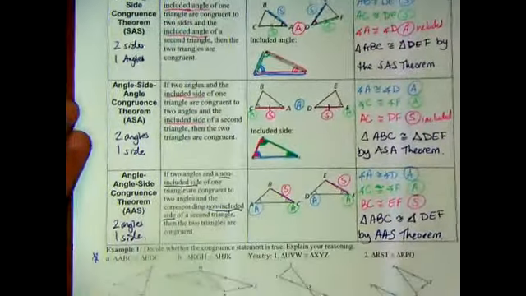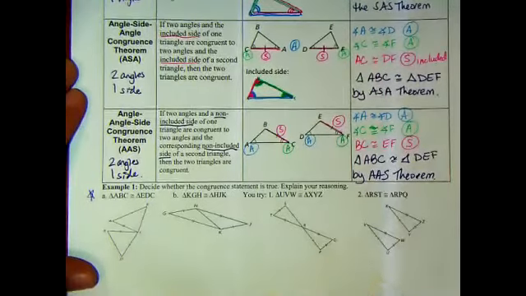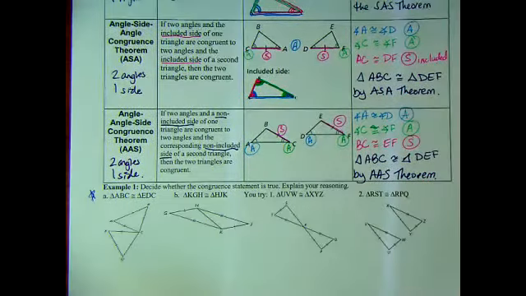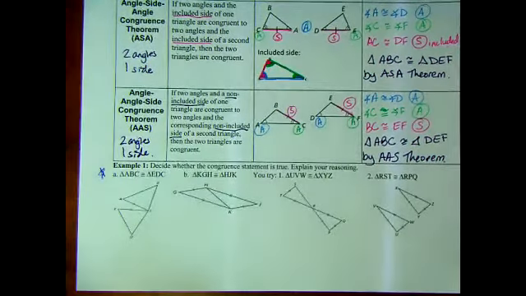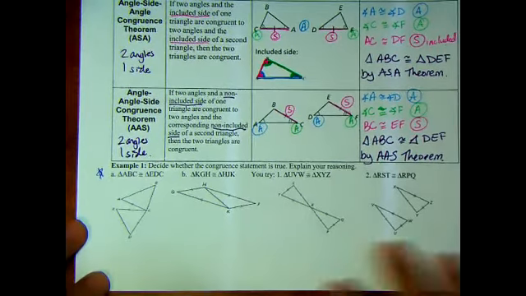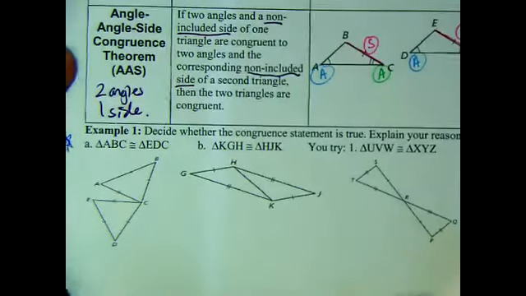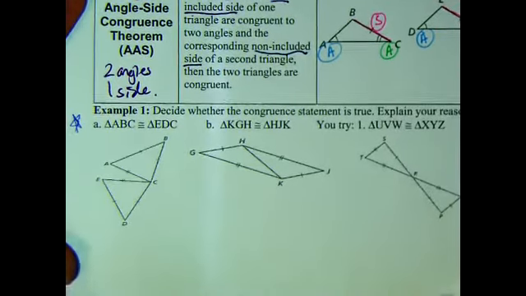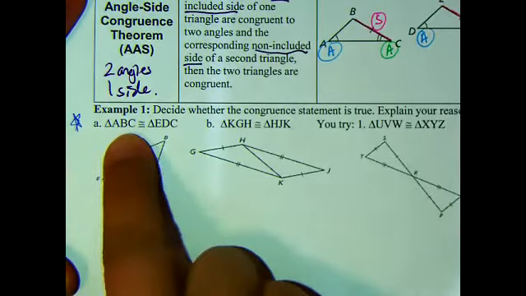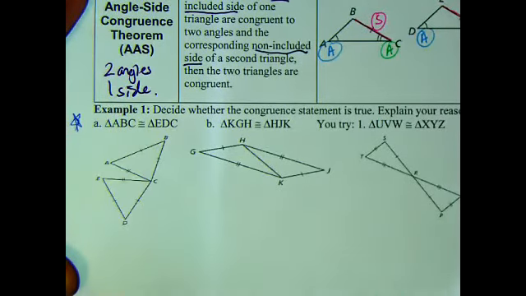So if we go into our examples, give me one quick second, guys. So we're going to go ahead and do a few examples here. And we want to go through and look at each pair of triangles that we're given and determine whether the congruent statement is true and explain why we think it's true, which theorem makes it true, okay? So for example one here, triangle ABC is congruent to triangle EDC.